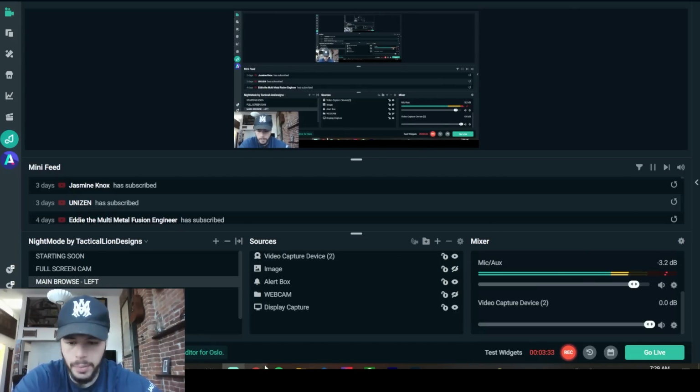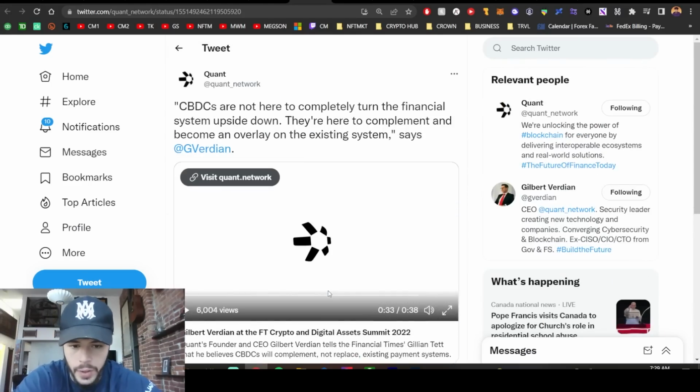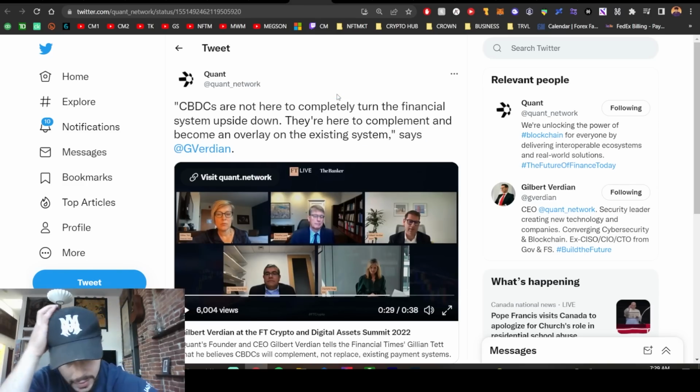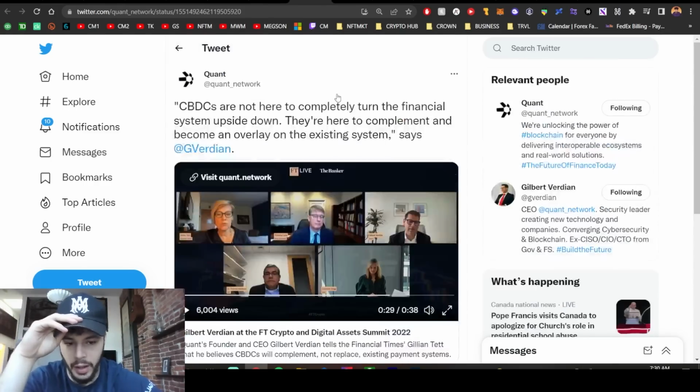They are a complement, and this is exactly aligned with Ripple and XRP's view of CBDCs. CBDCs are not here to completely turn the financial system upside down. They're here to complement and become an overlay on the existing system. And Quant is way ahead in CBDCs. They're doing a lot of stuff with Lackchain. Going to be massive, bro.